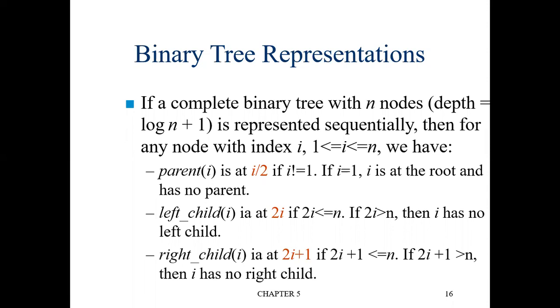The parent of each node I will be at the position I by 2. If I is at the root, it has no parent. The left child of I will be at the position 2i, and 2i must be less than or equal to n. If 2i is greater than n, then I has no left child. The right child of I is at position 2i plus 1, if 2i plus 1 is less than or equal to n. If it is greater than n, then I does not have a right child.